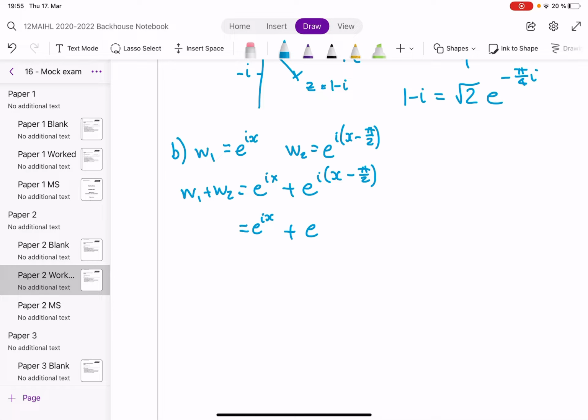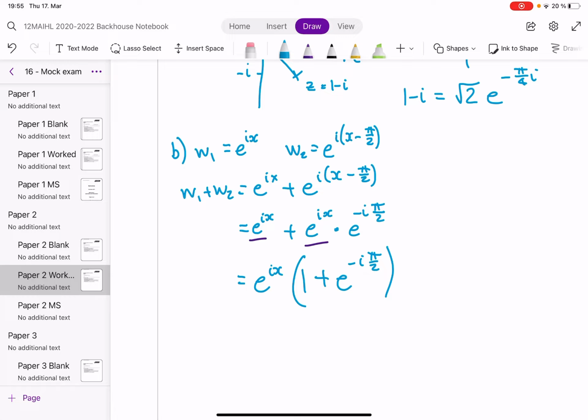So it is e to the ix multiplied by e to the negative i pi over 2. So I'm just using my index laws, and I've got this as a multiplication. And it makes it easier to see that common factor, because look, now they've both got e to the ix in them. So I can take that out. We need 1 for the first term, and we need e to the minus i pi over 2 for the second one.